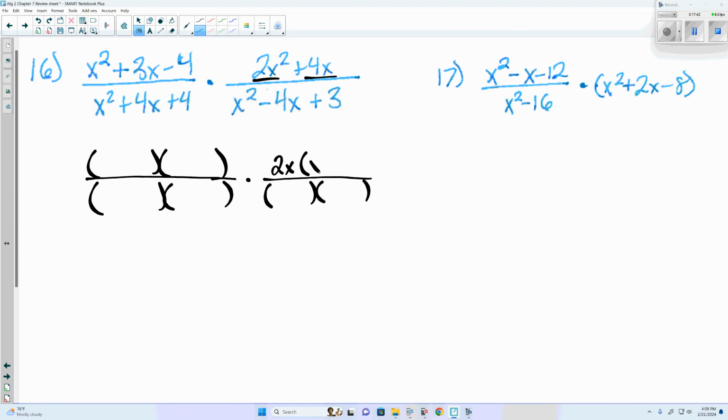Because if we take 2x out of 2x squared, we have x. Plus, if we factor 2x out of 4, we have 2. This is how that one factors.